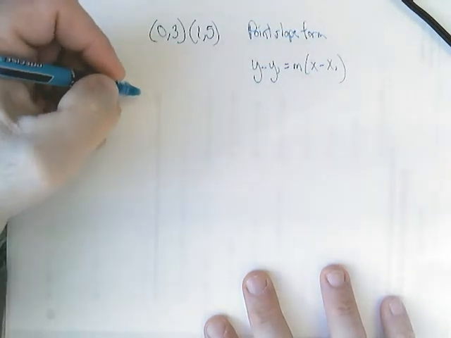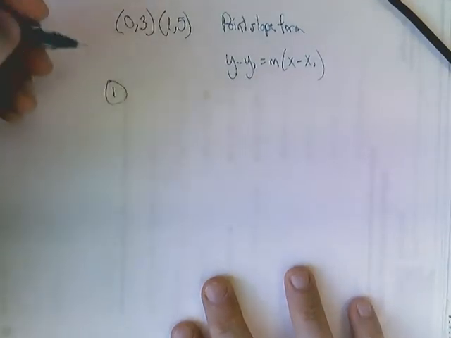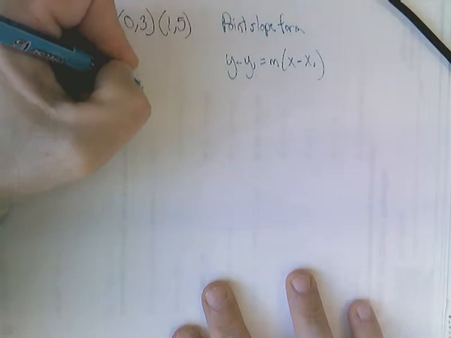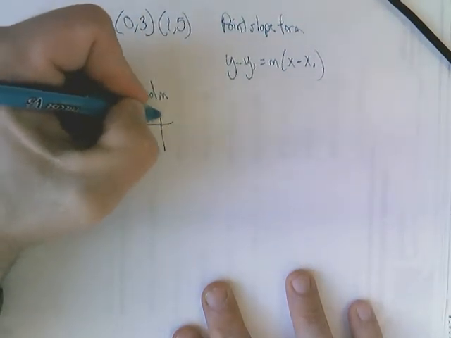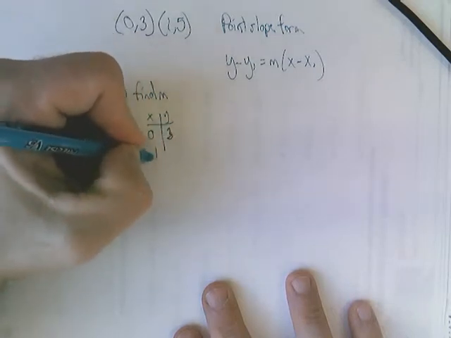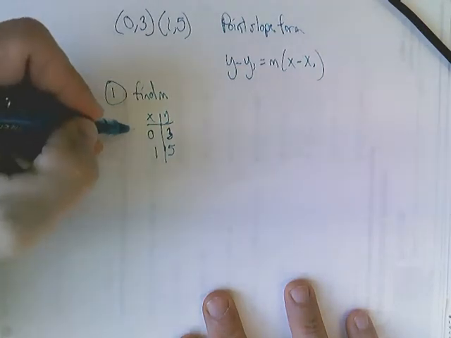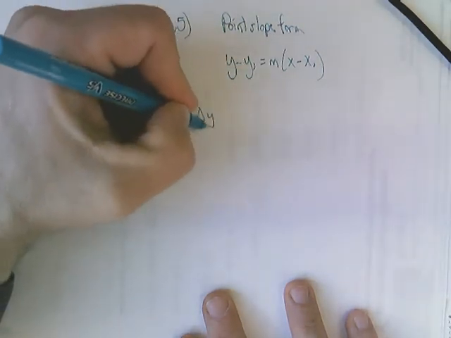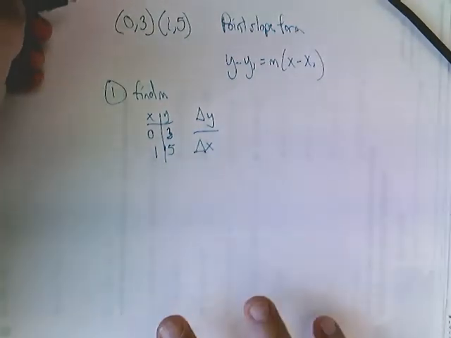All right, step number one, you can see that. Step number one is finding slope. And you make your table. That's a 3. All right, and you see what the difference is between each of the numbers. Remember, slope is change in y over change in x.